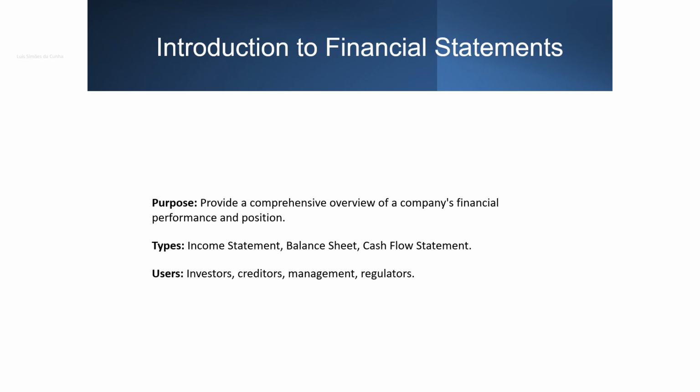Financial statements are essential documents that provide a comprehensive overview of a company's financial performance and position. There are three main types of financial statements: the income statement, balance sheet, and cash flow statement. These statements are used by various stakeholders, including investors, creditors, management, and regulators, to make informed decisions about the company.